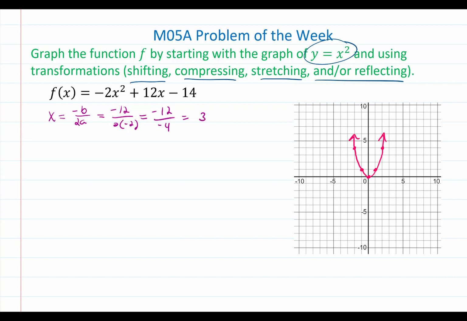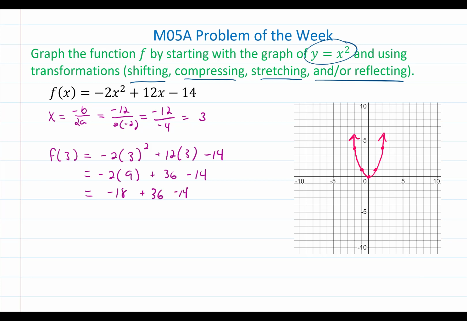Now I need to find the y-coordinate. To do that, I will have f of 3, which is equal to negative 2 times 3 quantity squared, plus 12 times 3 minus 14. Don't forget that you do need to square the 3 first before you multiply by negative 2, so it's going to be negative 2 times 9 plus 36 minus 14. Then we multiply the negative 2 and the 9 to get a product of negative 18 plus 36 minus 14. And so combining those like terms, moving left to right, we do get a result of positive 4. So we know the vertex is actually going to be at 3, comma 4.